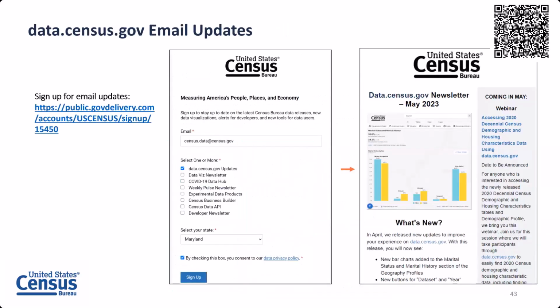You can also stay up to date on these opportunities by signing up for our email updates. So when you visit the QR code in the upper right or the link on the left, you'll be able to check the box for data.census.gov updates. This will subscribe you to our monthly newsletter where you'll learn about the latest data releases, system enhancements, and educational opportunities to help you make the most of the site.